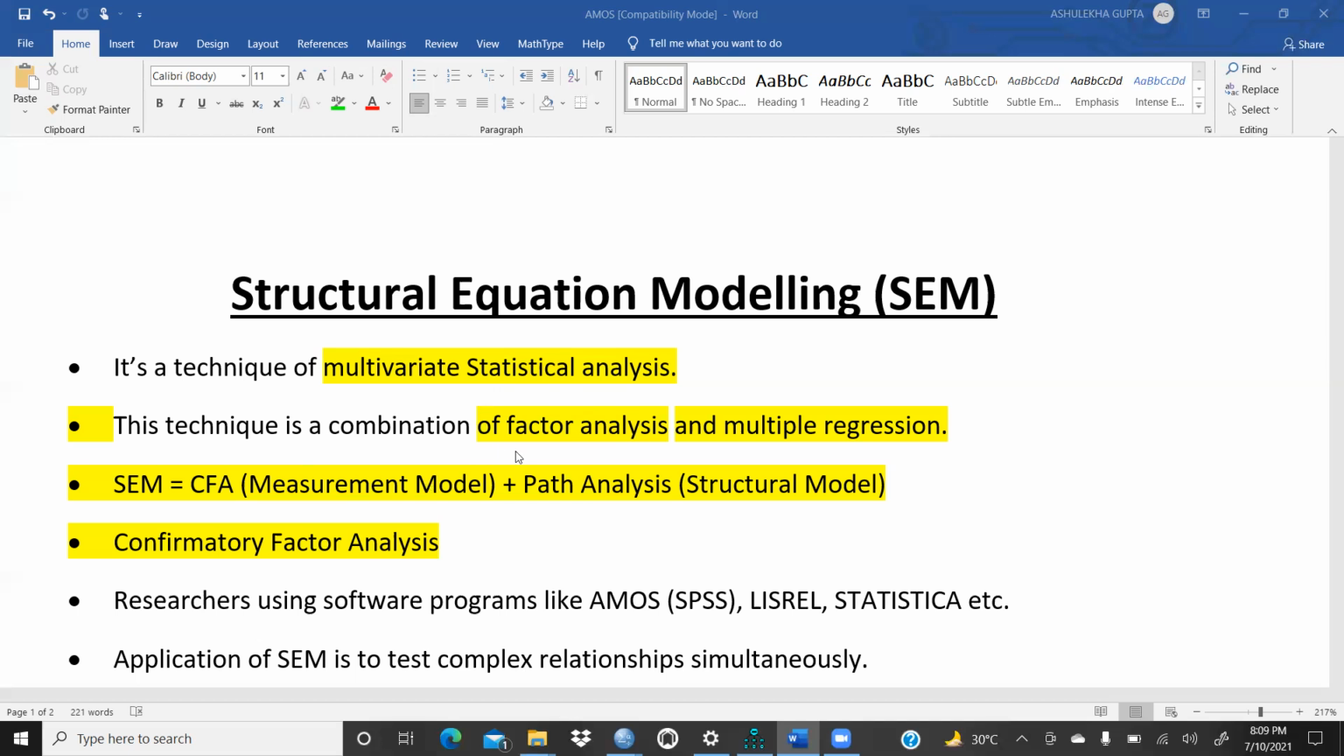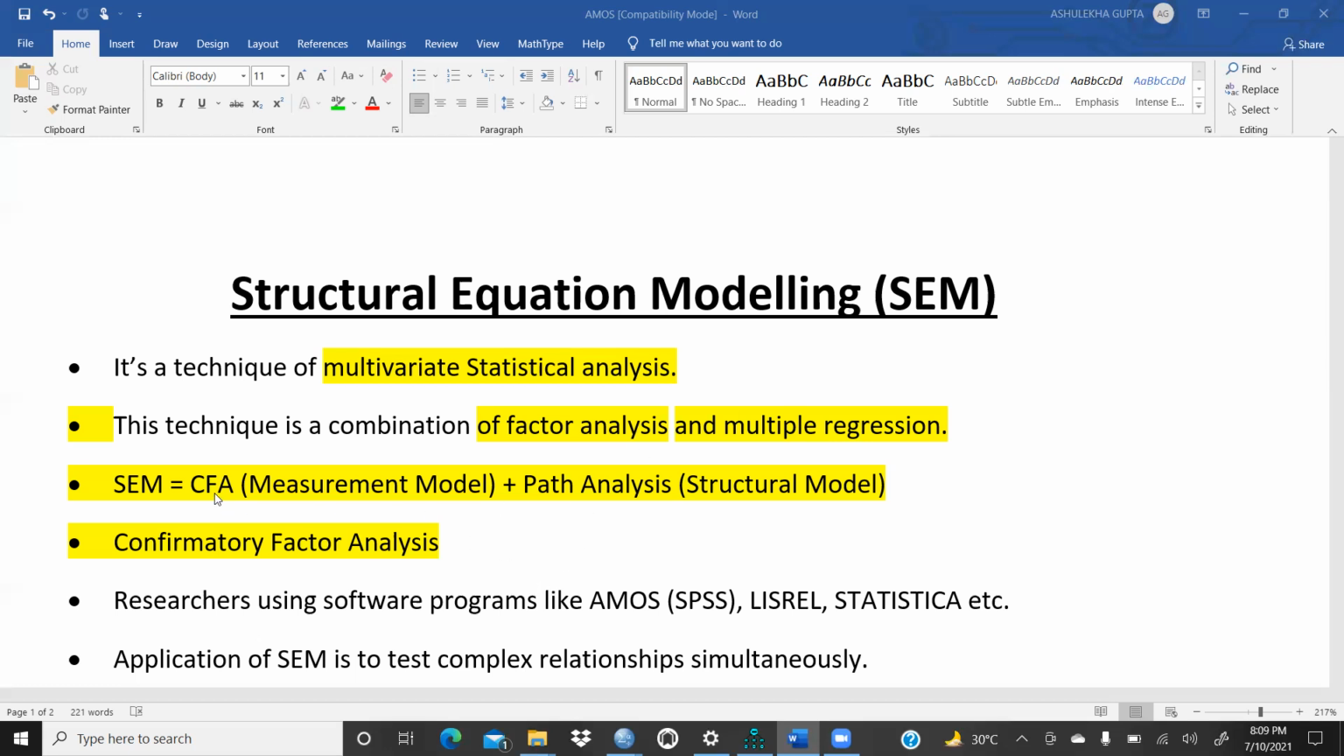Factor analysis will tell you how we have to club the factors. Similar kinds of factors we give one name, right? And multiple regression shows how the dependent variable depends upon a number of independent variables, and how much the independent variables can affect and give impact on the dependent variable.